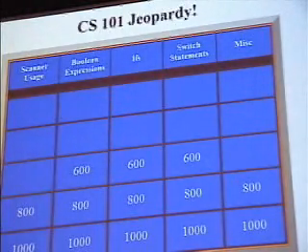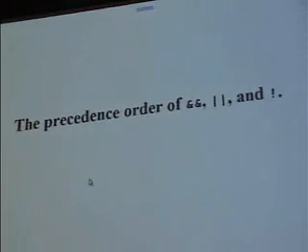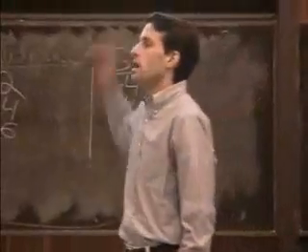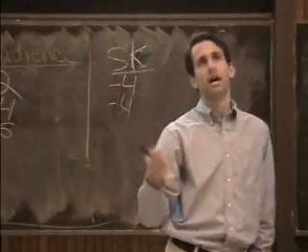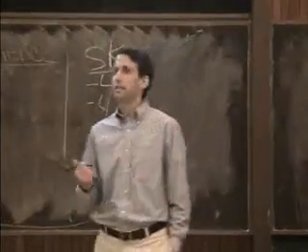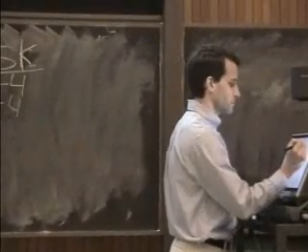Audience? The precedence order of and, or, and not. What is the bang and then the and then the or? Correct. So remember that Java does unary operators first. The not or the bang is a unary operator, like a minus sign, like a negative sign. Then the and is done, kind of like multiplication. Then the or is done, kind of like addition.